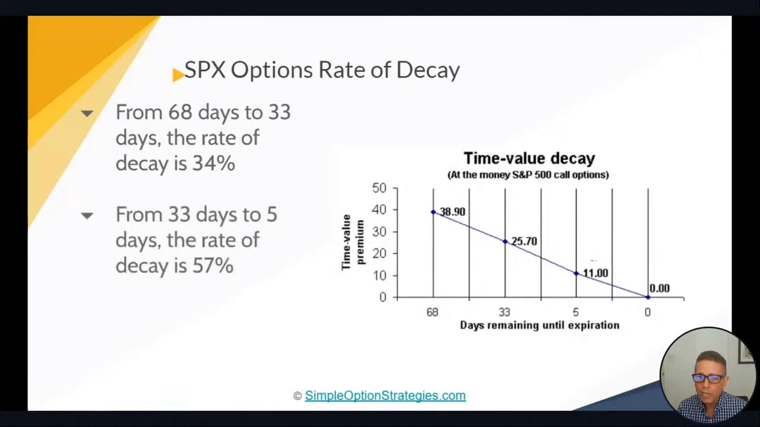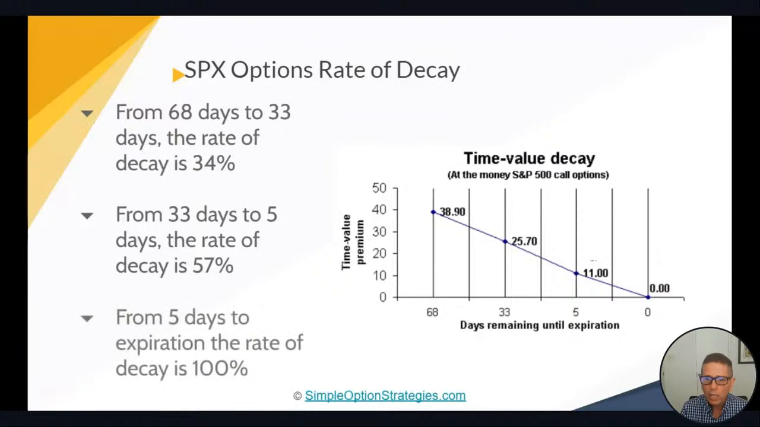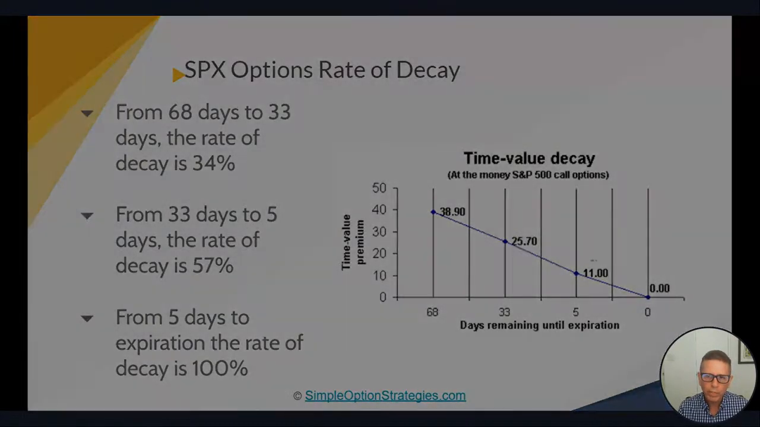From 33 to 5 days, the rate of decay is 57%, and from 5 days to expiration, it's 100%, right? We'll talk about the reason why I selected those strikes in a few minutes. When we go to put on the trade, we'll talk a lot about that. So now let's talk about the profitability factors.